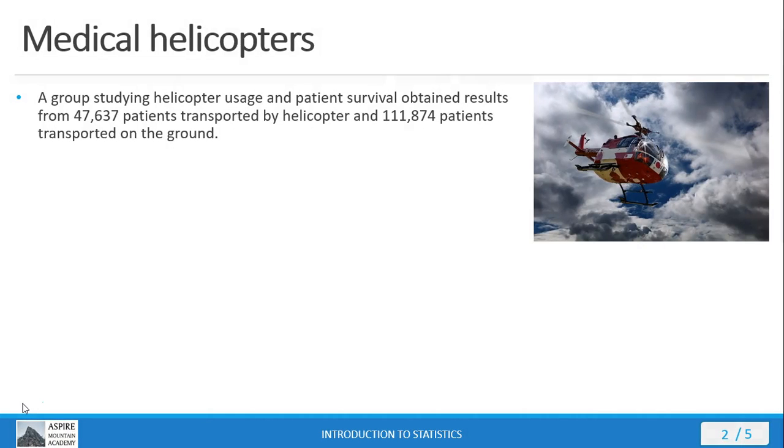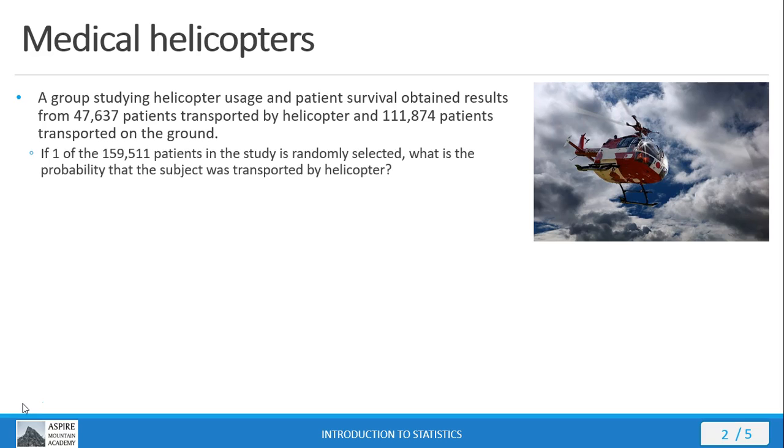First up, we've got an example problem where we're looking at medical helicopters. So a group was studying the usage of these helicopters and patient survival. And here's what they found. They found that 47,637 patients were transported by helicopter, and 111,874 patients were transported on the ground, presumably in an ambulance. So there's a total of 159,511 patients, and let's say one of those patients in the study is randomly selected. So what's the probability that one subject was transported by helicopter?